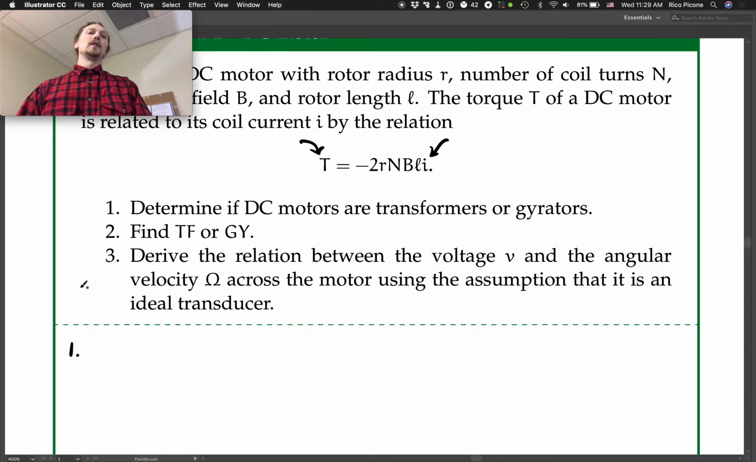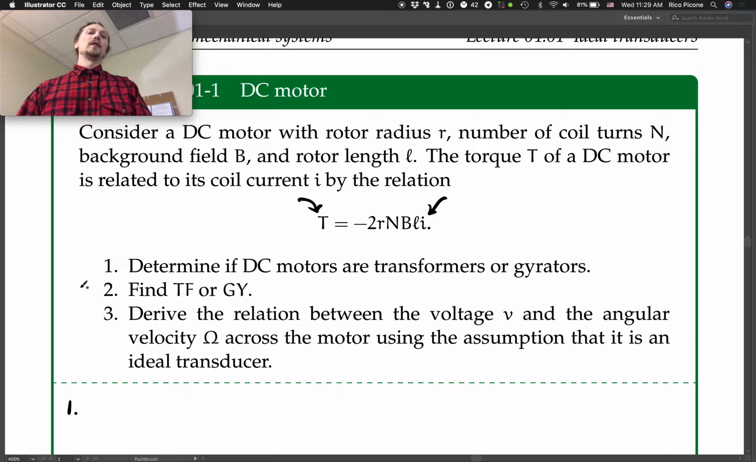Okay, so we have to determine if DC motors are transformers or gyrators from this relationship. First of all, we identify that current is a through variable, right? And torque, is that a through variable too? Yeah, it's a through variable as well. Angular velocity is the across variable for rotational systems.